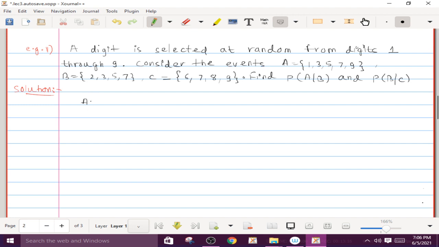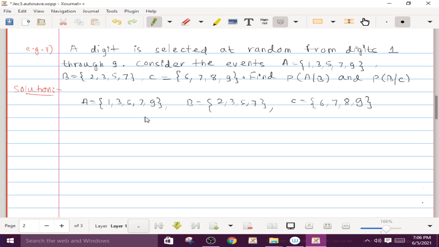Here A is equals to 1, 3, 5, 7, 9. B is equals to 2, 3, 5, 7. C is equals to 6, 7, 8, 9. Okay. So here a digit is selected at random from 1 to 9.